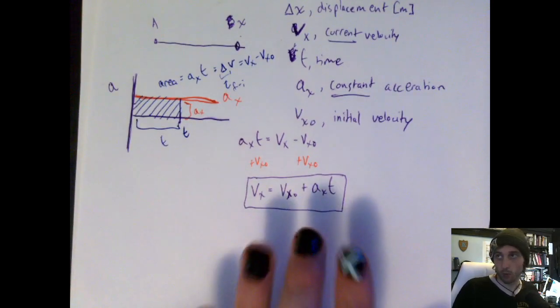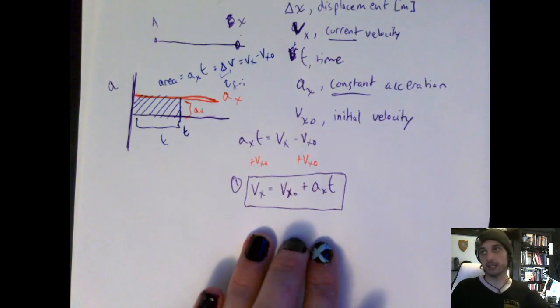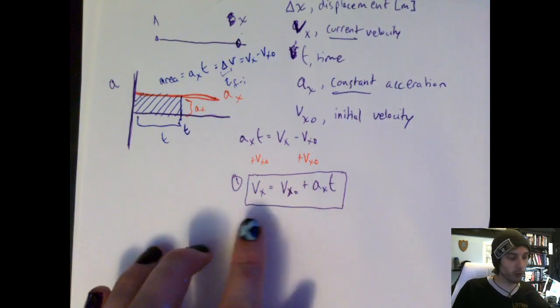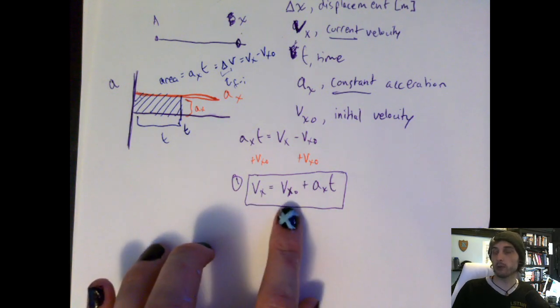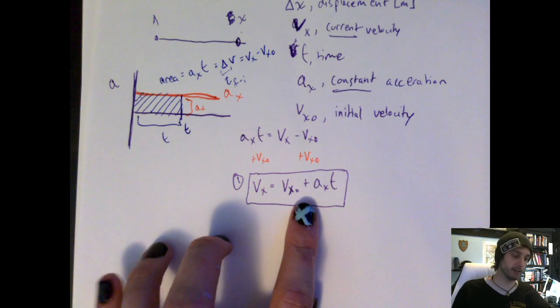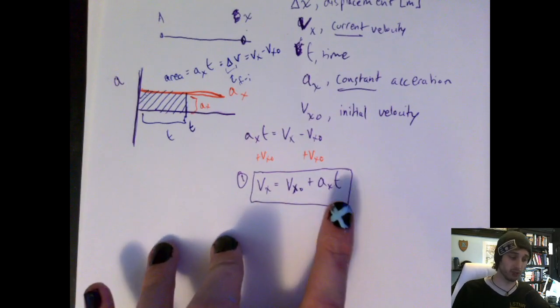So what this is telling us, and I'm going to call this equation 1, is that if we want to figure out how fast we're going at any given point in time, all we have to do is take what we started with and add the amount we change by, which is our acceleration times our time, which hopefully actually makes a decent chunk of sense.